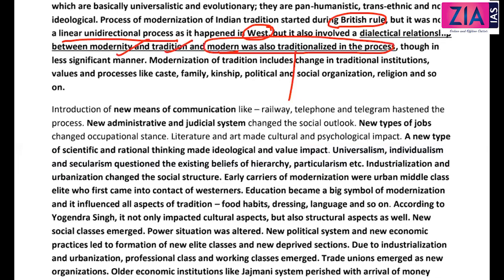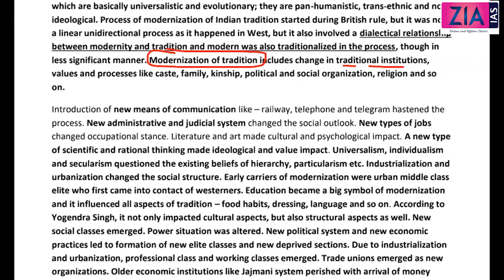I hope you got this point, and I hope you can explain this point the way I have told you, though in a less significant manner. Modernization of tradition includes, now what do you mean by this modernization of tradition? Change in the traditional institutions. So what are the traditional institutions? These are like the caste, family. So how has caste changed?